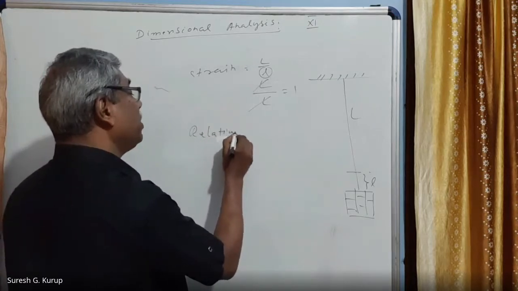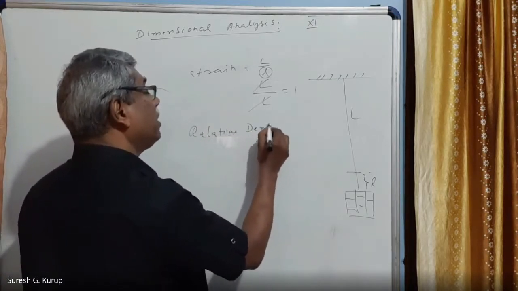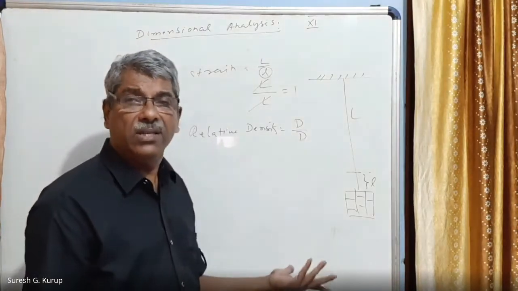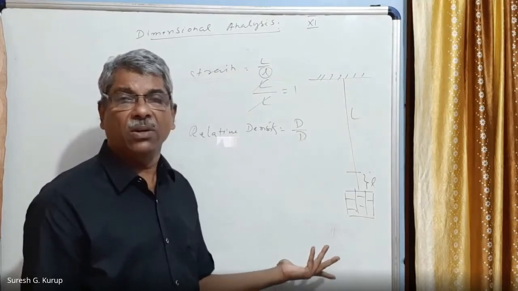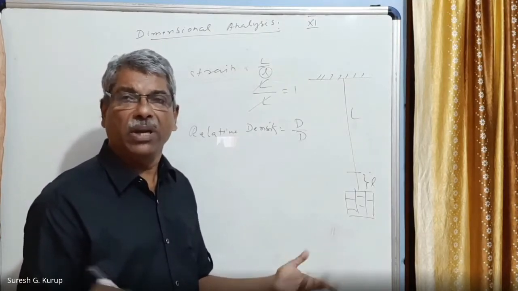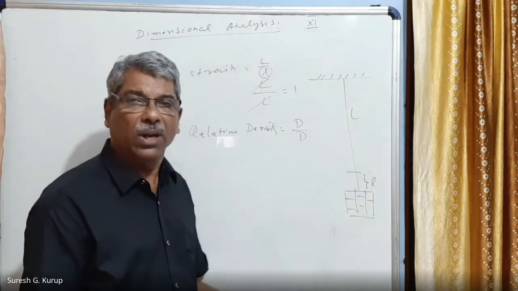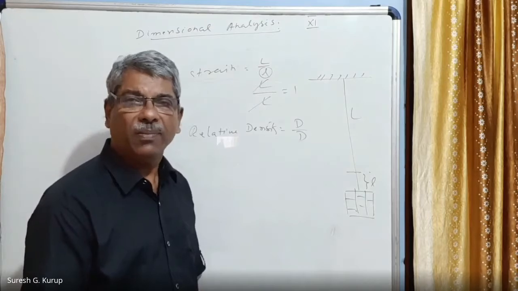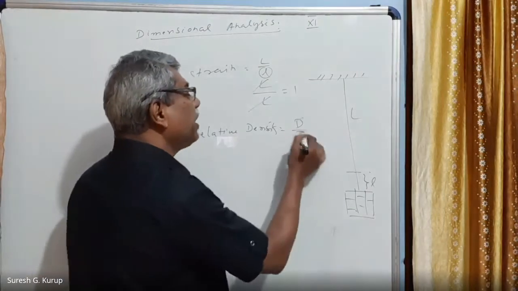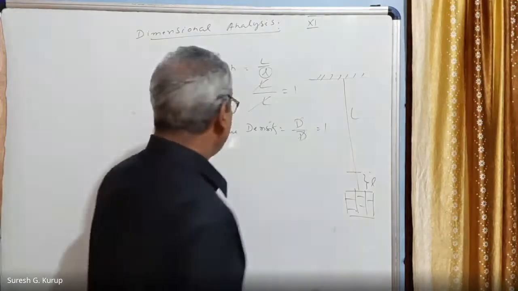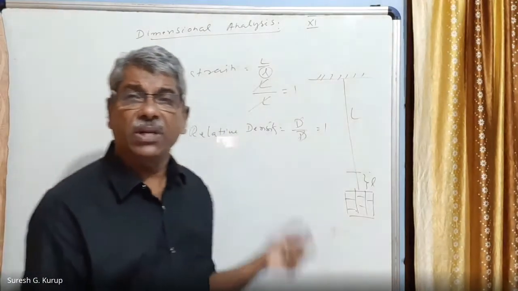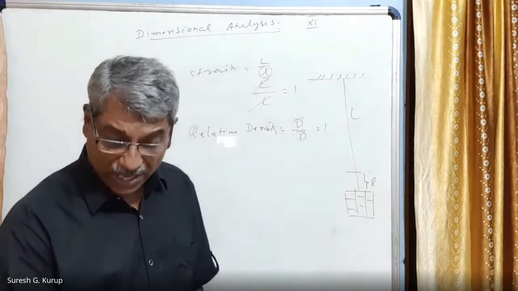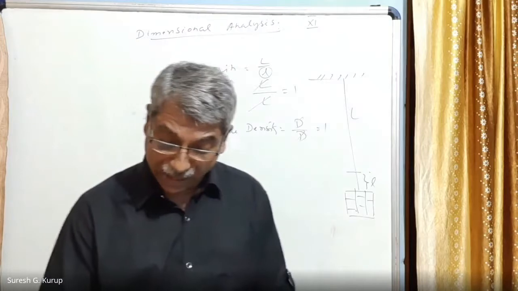Relative density means density divided by density, right? Density is equal to M by L cube divided by M by L cube, mass per volume, right? The densities cancel, and you get 1. So this relative density or specific gravity is also a dimensionless variable, right?